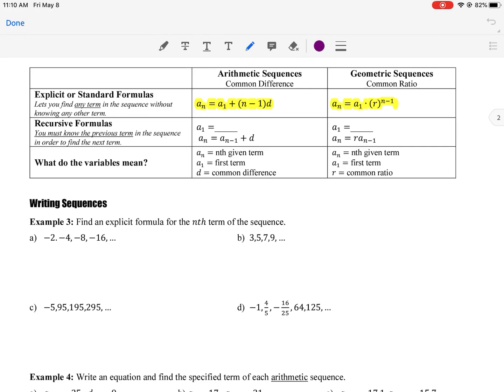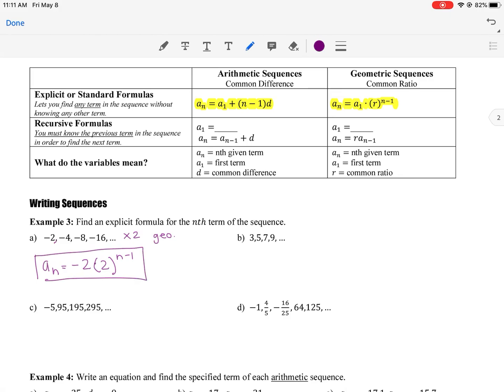So in this case, we first want to identify as arithmetic or geometric. So that should be -2, -4, -8, -16. It looks like here we're multiplying by 2, so we're talking about something that's geometric. So our geometric equation is a sub n equals our first term, which is -2, times our ratio, which is 2, to the n minus 1.